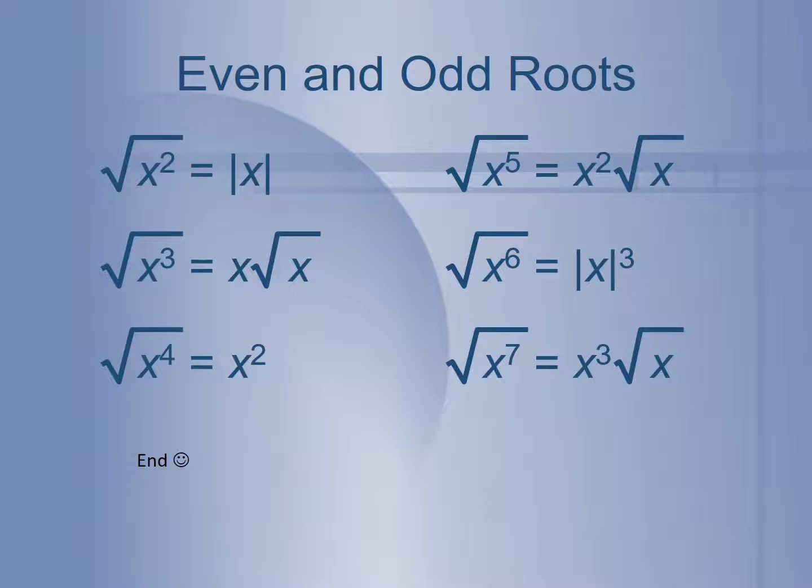So last one, the square root of x to the 7th. For this one, we have x to the 6th and x. So x to the 6th gives us the absolute value of x cubed, and then we still have the square root of x. And there won't be any absolute value on that x because even though this is an even index, this is an odd power.